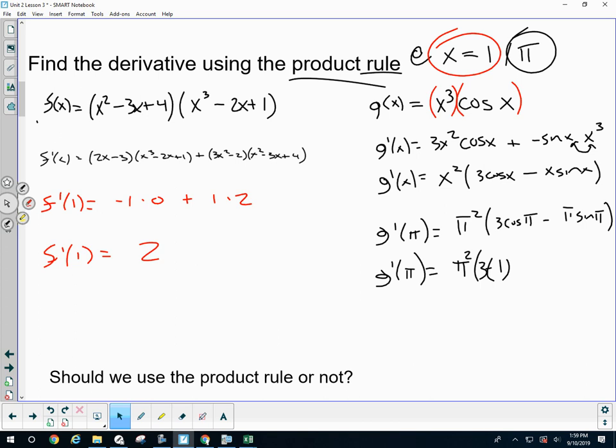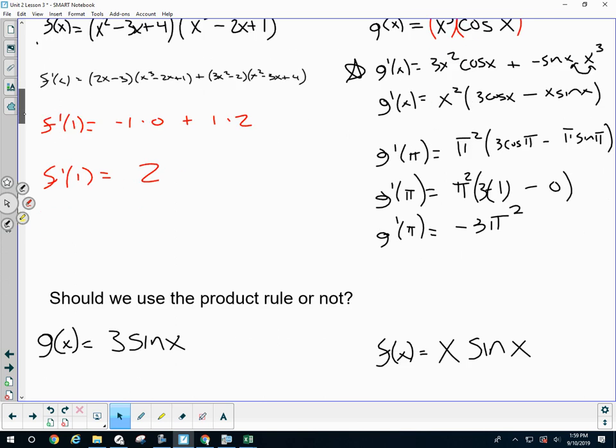That's 3 times -1, and then the sine of pi is 0. So this ends up being -3 pi squared. Probably would have been easier if I actually plugged in pi into this form, but whatever. We found the correct tangent slope generator using this product rule.